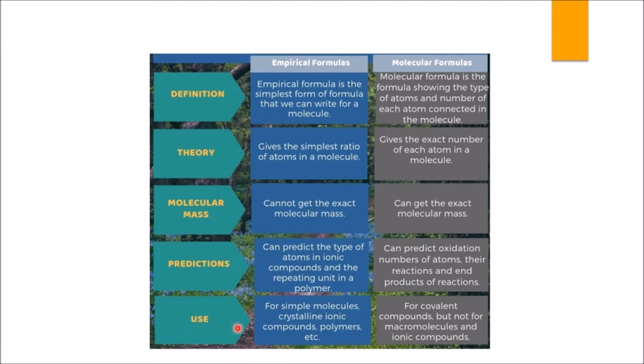What is the use of empirical formula? The empirical formula is used for simple molecules, crystalline ionic compounds and polymers, whereas molecular formula is used for covalent compounds, macromolecules and other ionic compounds. We are going to look at what are ionic compounds, polymers and covalent compounds later on in the chapter Structure of Molecules, but right now you just have to remember that the use of empirical formula is for the ionic compounds or the simple molecules, and molecular formula is used for complex molecules or the molecules that have covalent bonds.